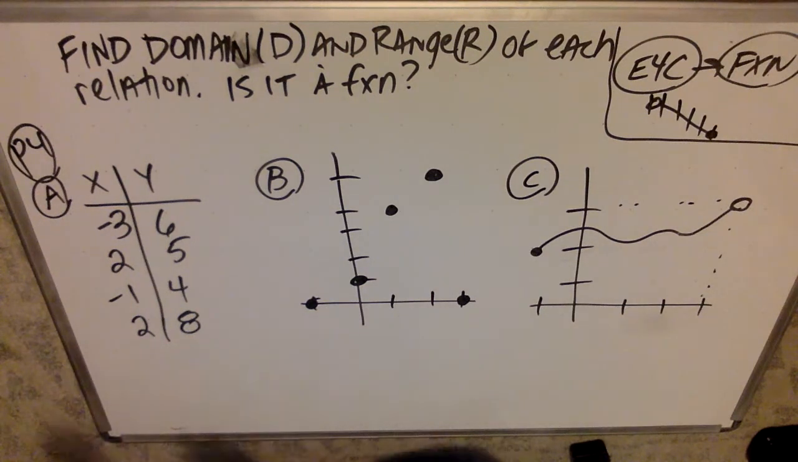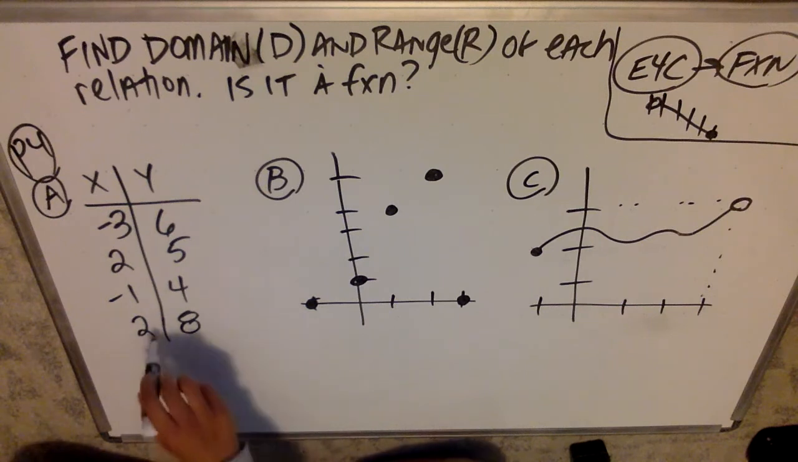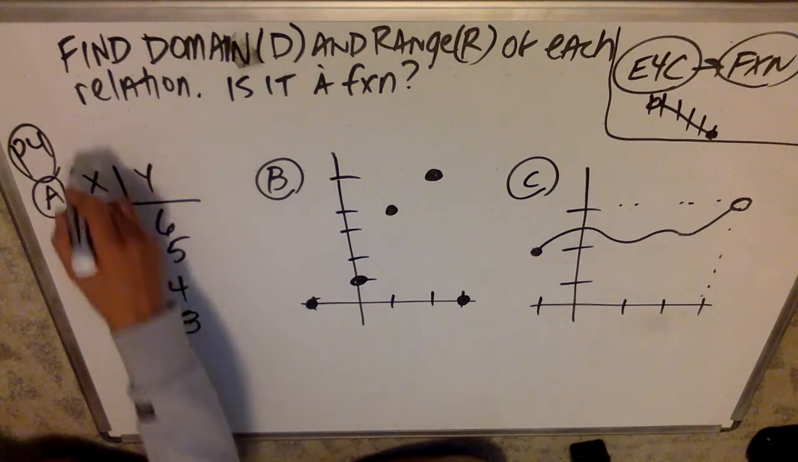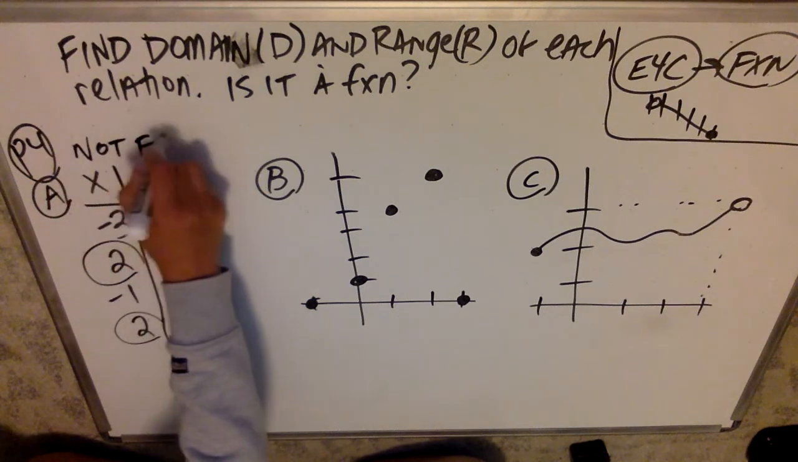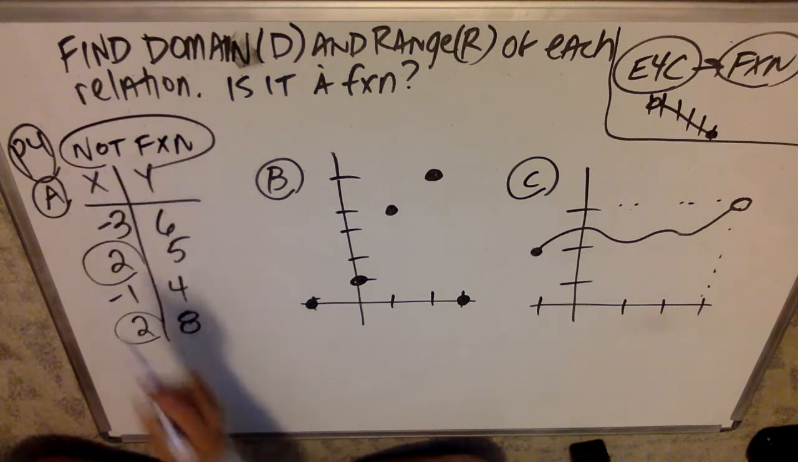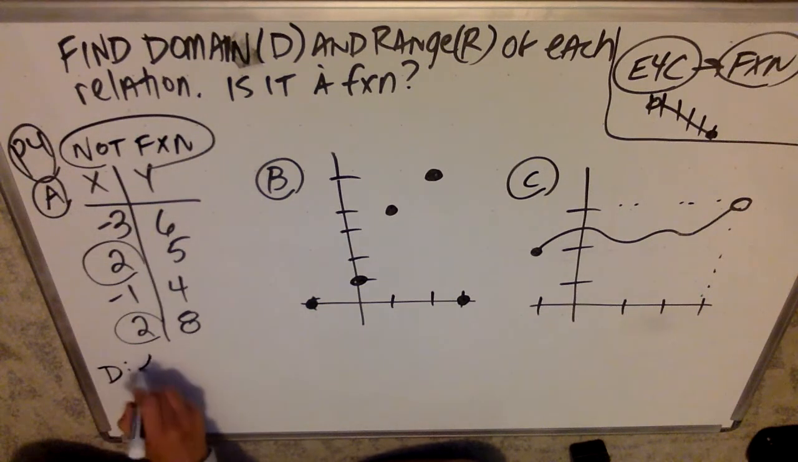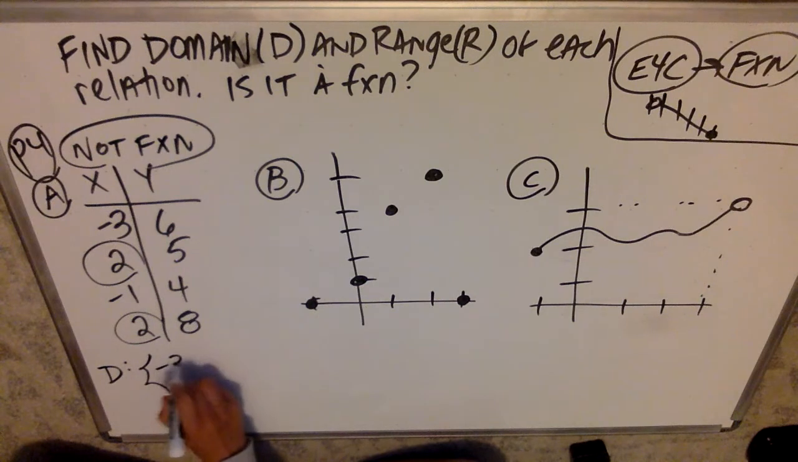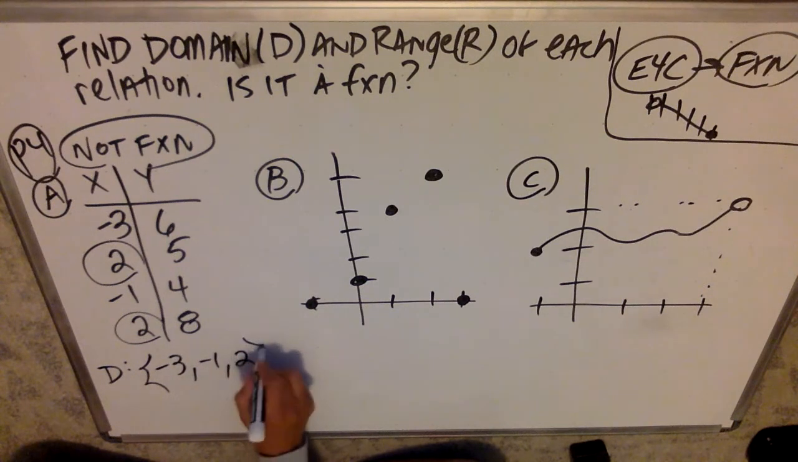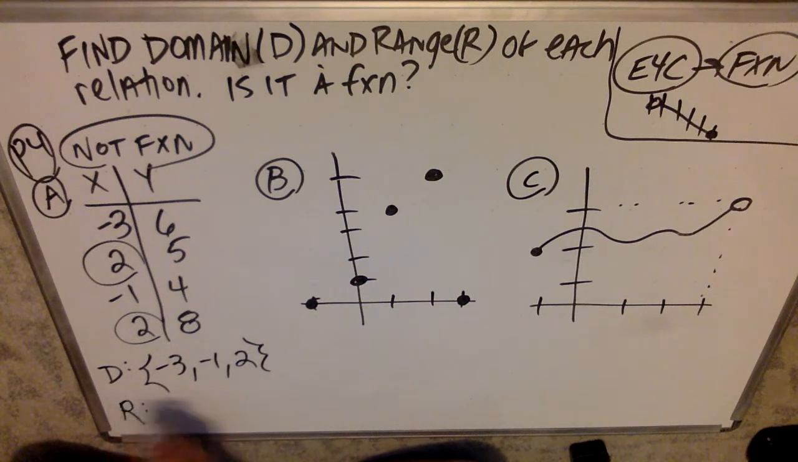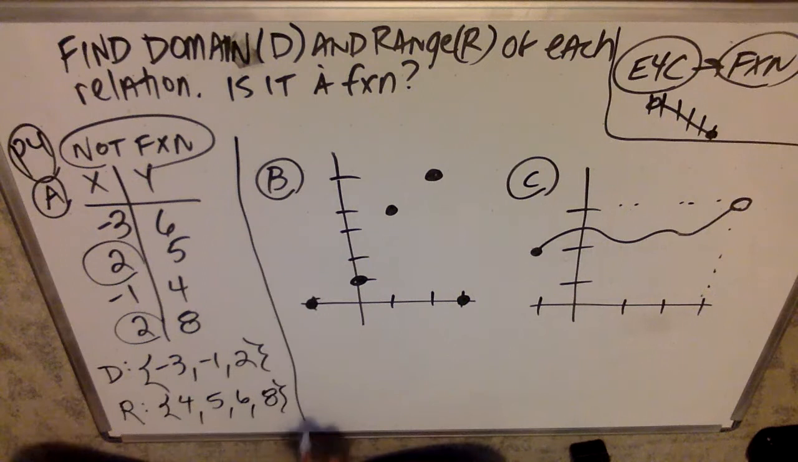So I'm going to go ahead and start. So for this one, right away, I see the 2 repeats in x, and I say, okay, this one's not a function, right? A is not a function. When I list the domain, I list the x's in ascending order, so -3, -1, and 2. I don't list the 2 twice. For the range, I'm going to list the y's in ascending order, so 4, 5, 6, 8. And that's it, right? Not a function.